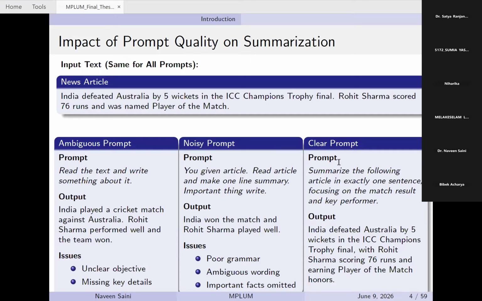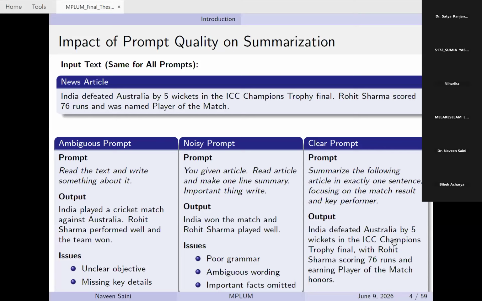Let us consider another prompt. Summarize the following article in exactly one sentence, focusing on the match result and key performance. Now see this, where we are asking to focus on the match result and who was the key performer. Very, very specific. Now, the answer may be India defeated Australia by 5 wickets in the ICC Champions Trophy final, with Rohit Sharma scoring 76 runs and earning player of the match honors.